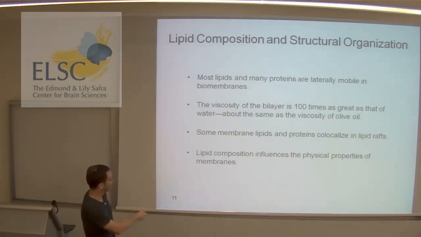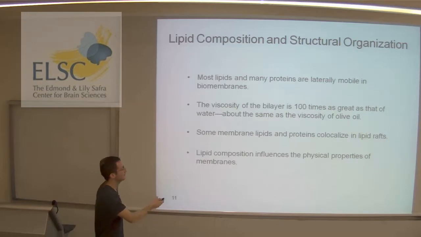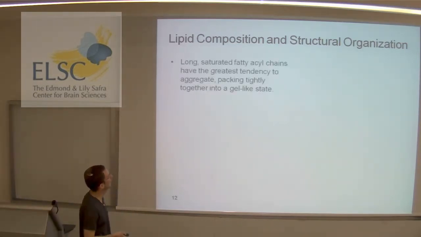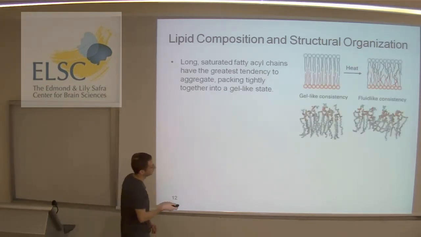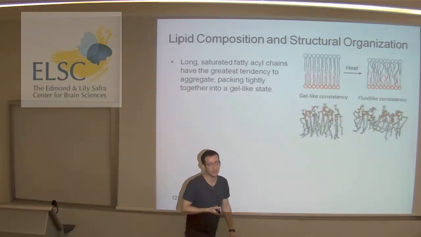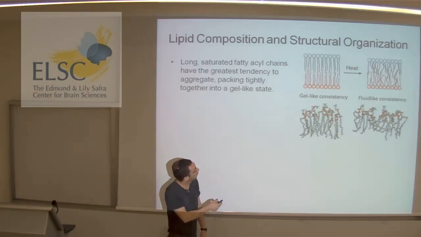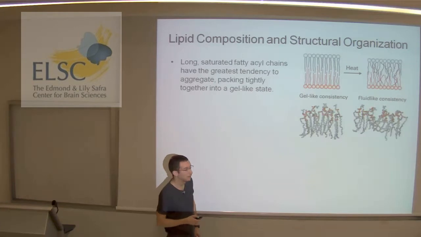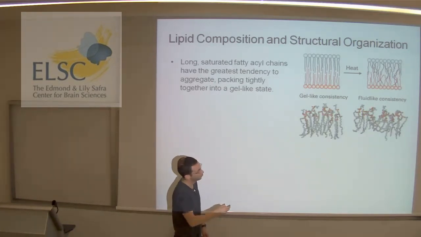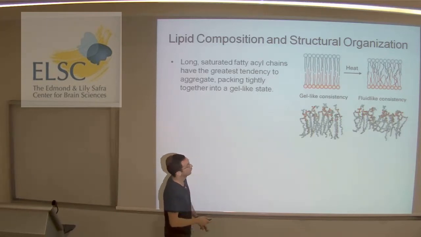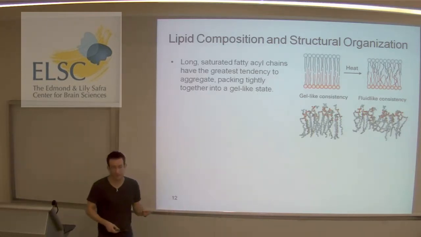Okay, so as we said, lipid composition influences the physical properties of the membranes, and we will now see how exactly this happens. So, for instance, what determines the degree of fluidity in the plasma membrane? What influences how gel-like it will be, or how fluid-like it would be? So there are three components that determine this aspect.